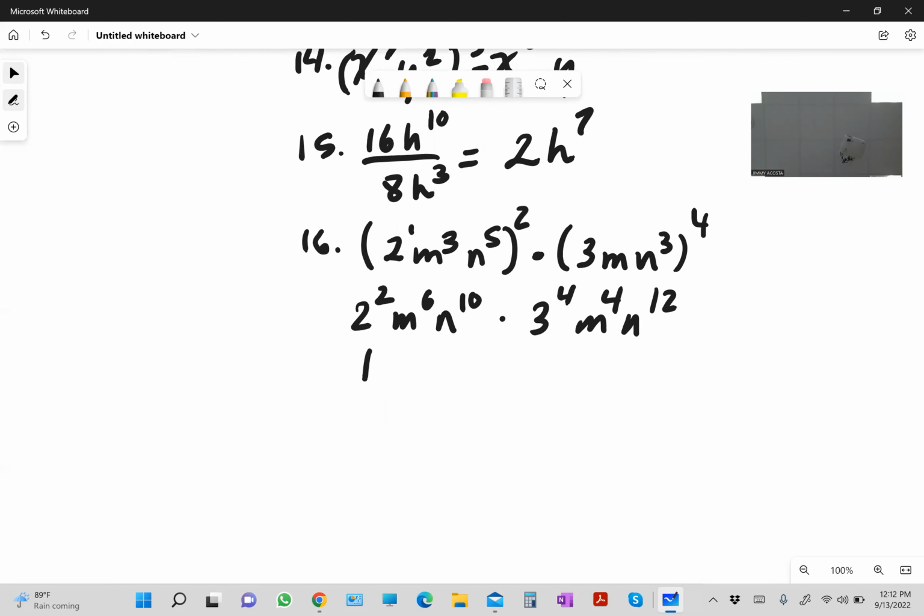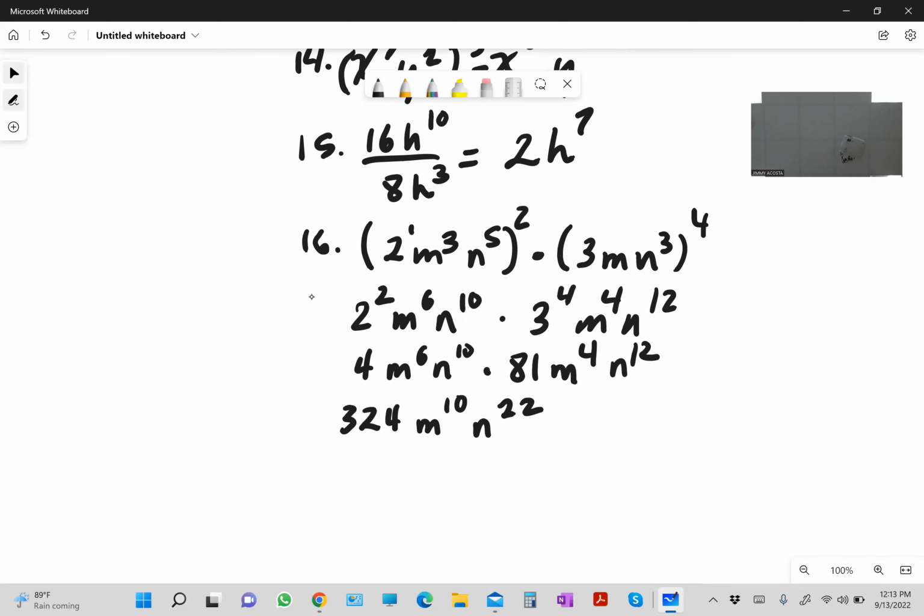2 to the 2nd is 4, m to the 6th, n to the 10th, times 3 to the 4th is 81, m to the 4th, n to the 12th, right? And then you multiply them. 81 times 4 is 324. M to the 6th times m to the 4th, that's m to the 10th. N to the 10th times n to the 12th, that's n to the 22nd.